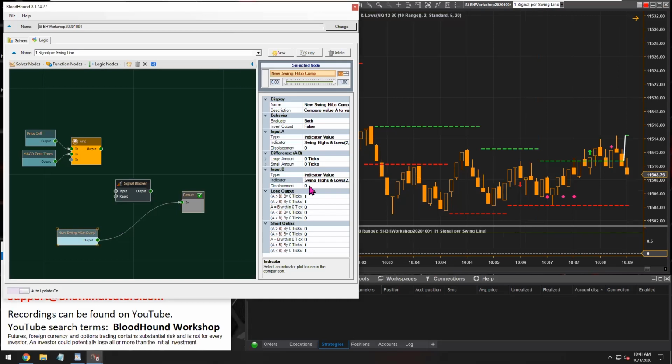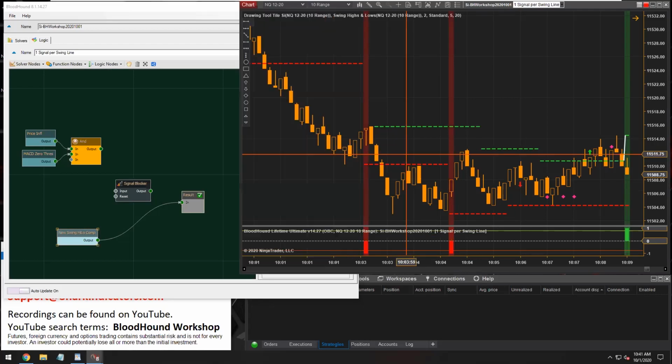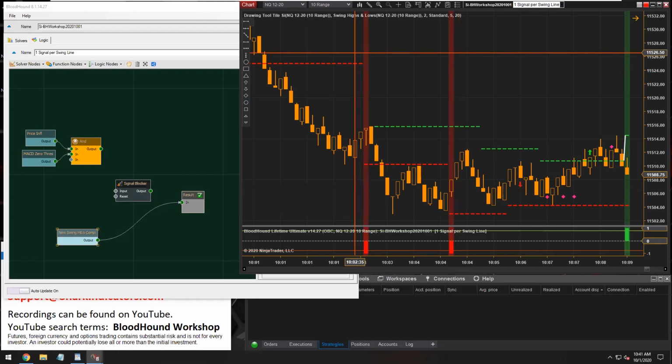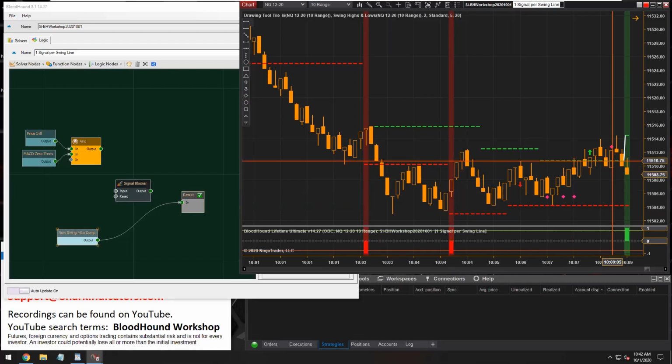And that's because for input B, in order to look back one bar, if you remember, input A is looking at the current bar, and then input B is going to be looking at the previous bar back, 1 bar back. And to do that, that's what NinjaTrader's displacement function basically does. So we're going to set that to 1. And you'll notice we're starting to get output here. So whenever a swing low occurs, we're getting a short, and if a swing high occurs, we're getting a long there.